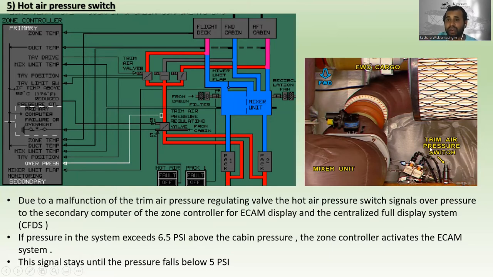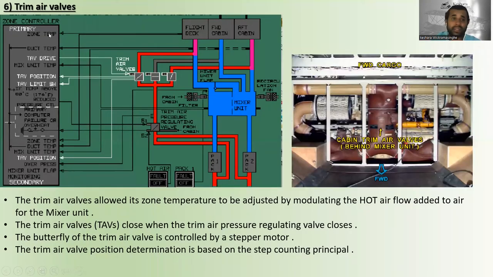Right, so here is the fuel cargo. This is the trim air pressure switch, and this is the mixture unit. All right, so let's go to the trim air valves. Here are the trim air valves 1, 2, 3. You can see the cabin trim air valves behind the mixture unit. So it is situated behind the mixture unit, right?